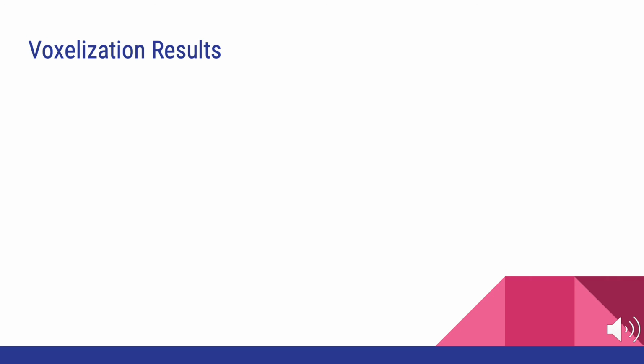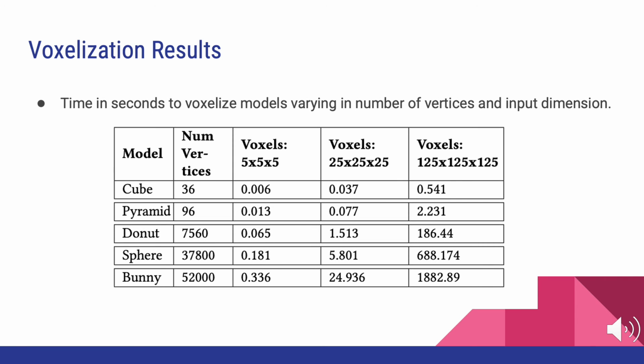The following table shows the time in seconds to voxelize models, varying in number of vertices and input dimensions. The bottom right value displays a time of almost 32 minutes to voxelize a model with 52,000 vertices and input dimensions of 125 voxels cubed. While this does leave room for future optimization, the results of the voxelizer were deemed acceptable for our project, as any model with dimensions larger than 25 voxels cubed would prove too difficult to 3D print.